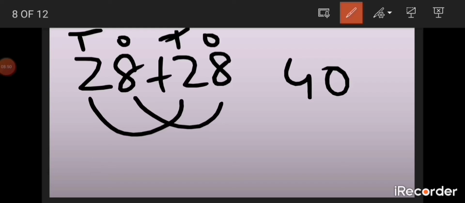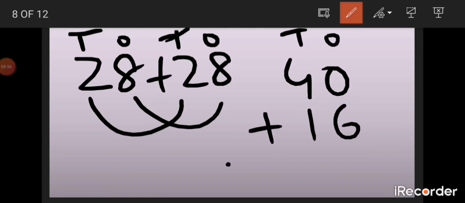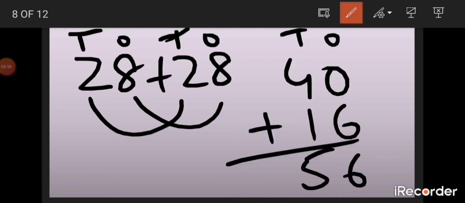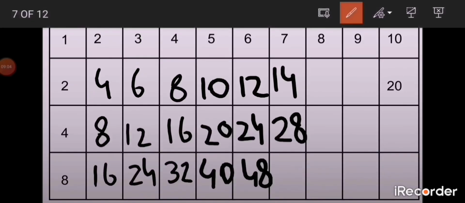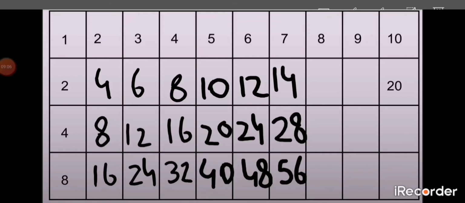Add the tens, 2 tens plus 2 tens, 4 tens, that means 40. 8 plus 8, put 8 in your mind. Now count on 9, 10, 11, 12, 13, 14, 15, 16. The answer is 16. Now add them. 0 plus 6, 6, 4 plus 1, 5. The answer is 56. So double of 28 is 56. Let me write 56 here.